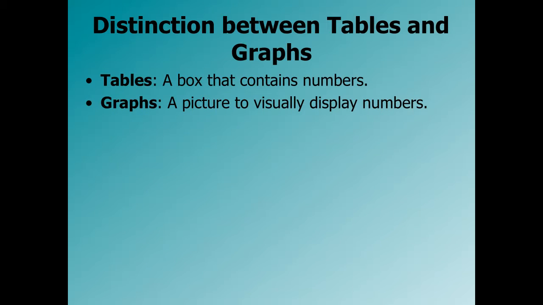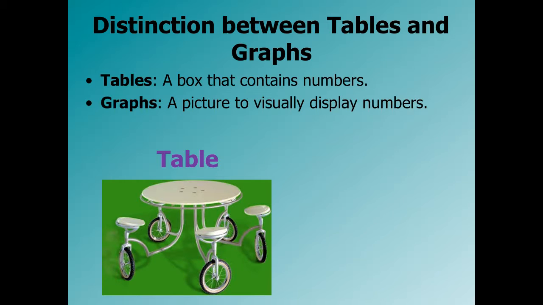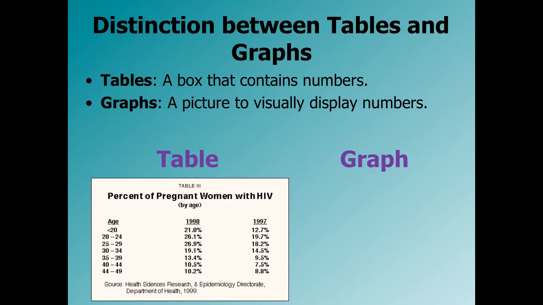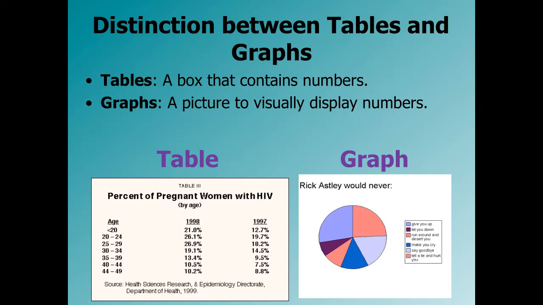So what is the main difference between tables and graphs? Well, this is a table, for sure you have seen those, but this is a statistical table, and this is a graph. A frequency table usually contains numbers, and a graph on the other side is a visual representation of those numbers.